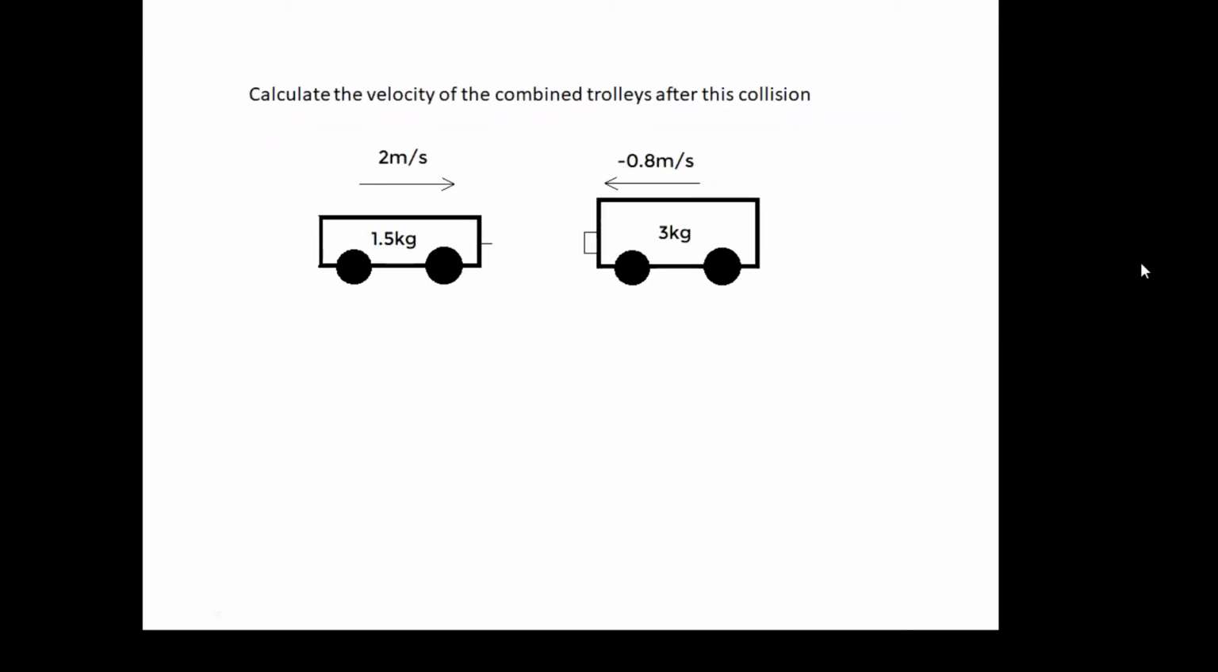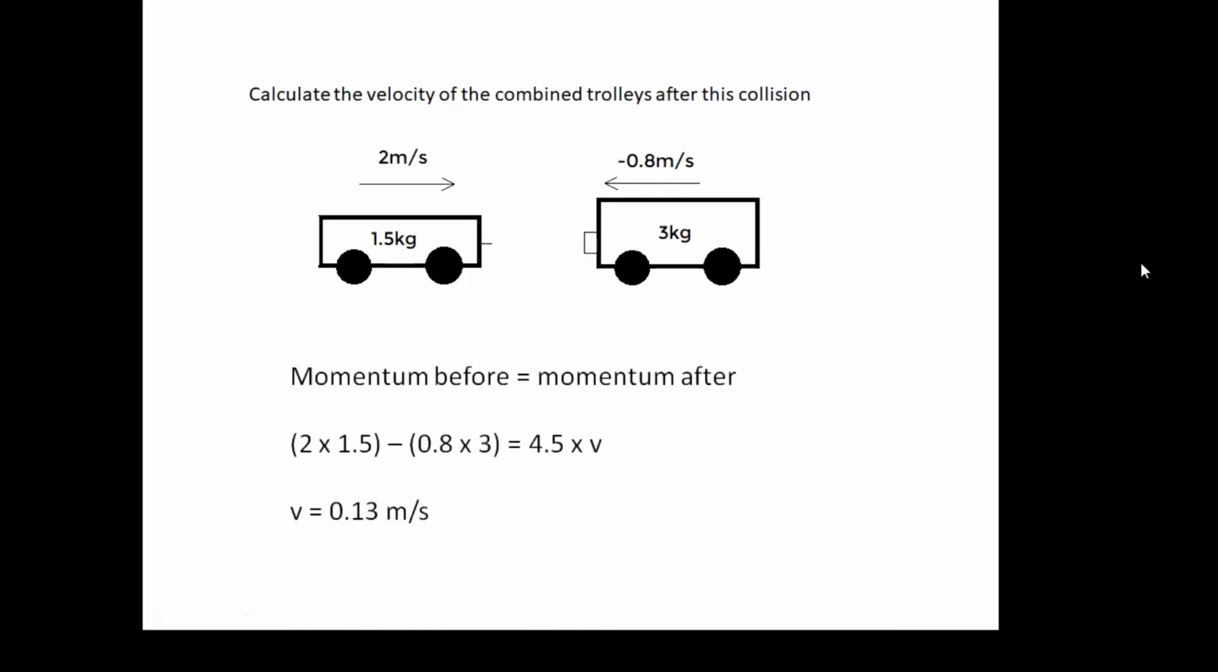Here's one for you to do. It's a little bit trickier because now the trolley on the right, I'm saying, has a negative velocity, so it will have negative momentum. So work out the velocity of the two trolleys after the collision if they stick together. So as before, momentum before equals momentum after. So total momentum, notice one of them is negative now, and we get a velocity of 0.13 meters per second.